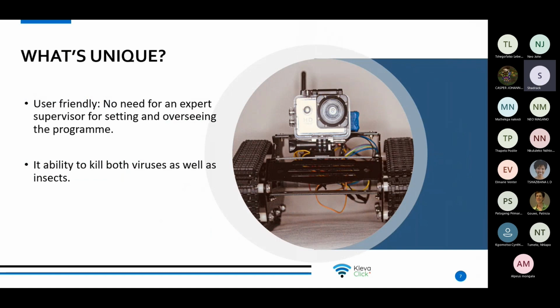I'm going fast because I've got a video that will give more light to the theoretical part that I'm presenting. What is so unique about this robot? This is not the first UV light or disinfecting robot. Already in China, the USA and India you can find this technology, introduced since 2020. But what makes this one unique? First of all, it is user-friendly.